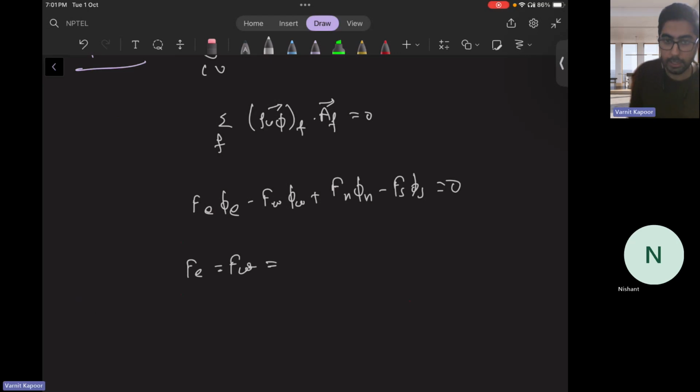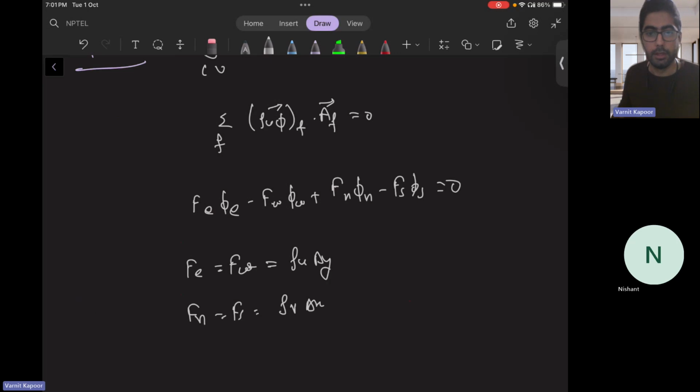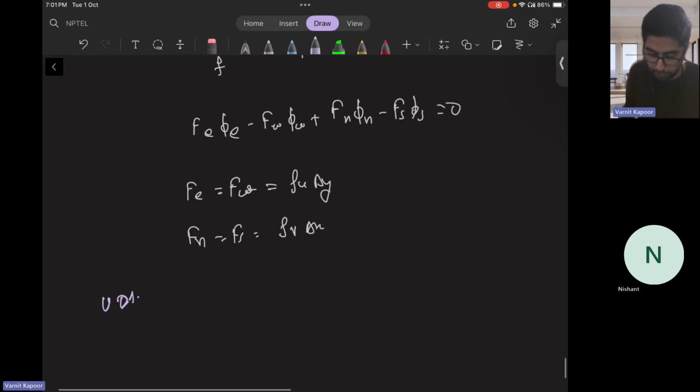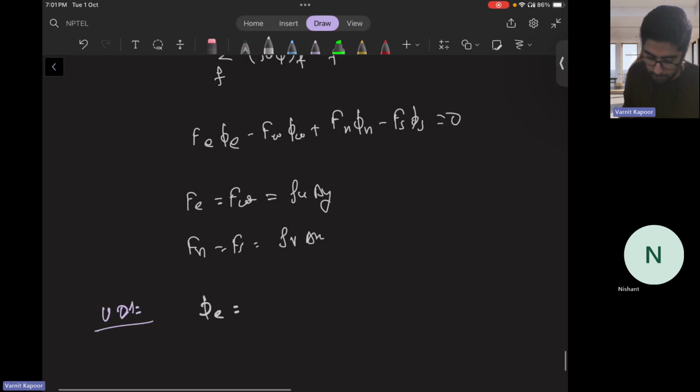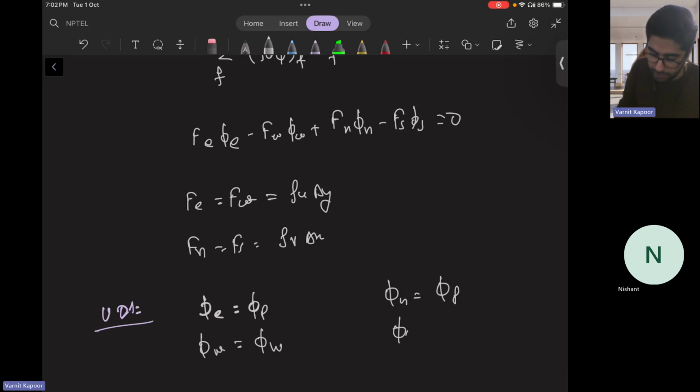Okay, where east and west F's are equal, that is rho u delta y, and north and south F will be rho v delta x, because in y direction v is there. If you use upwind differencing scheme, how you will calculate the phi? So using UDS, phi east will be phi P. Phi west will be phi W. Phi north will be phi P. Phi south will be phi S.